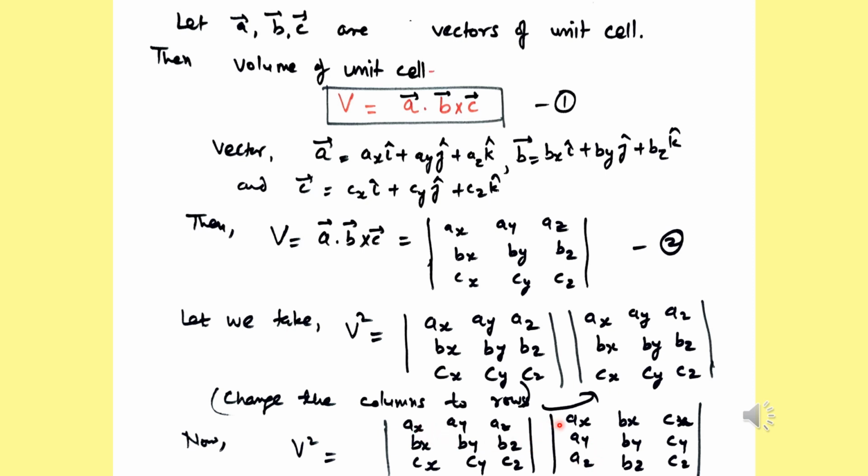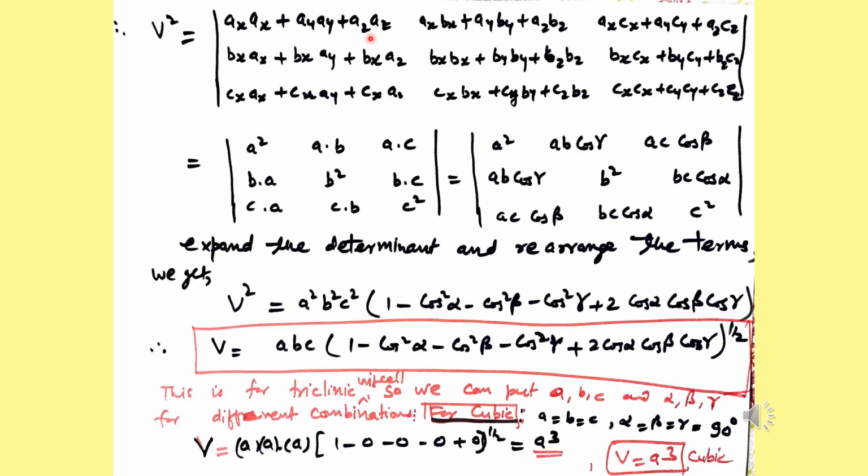So a_x into a_x, a_y into a_y, a_z into a_z. Finally we get this kind of determinant. Then a_x a_x plus a_y a_y plus a_z a_z gives us a square, and a_x b_x plus a_y b_y plus a_z b_z is the dot product of two vectors, a dot b, and similarly a dot c. Finally we can expand it, a square.